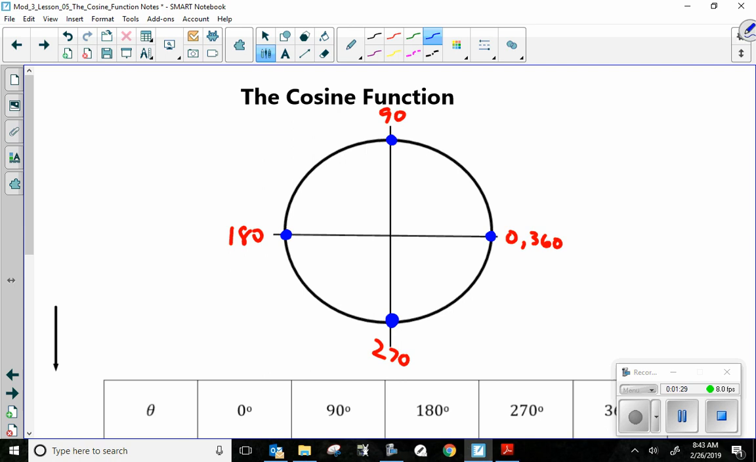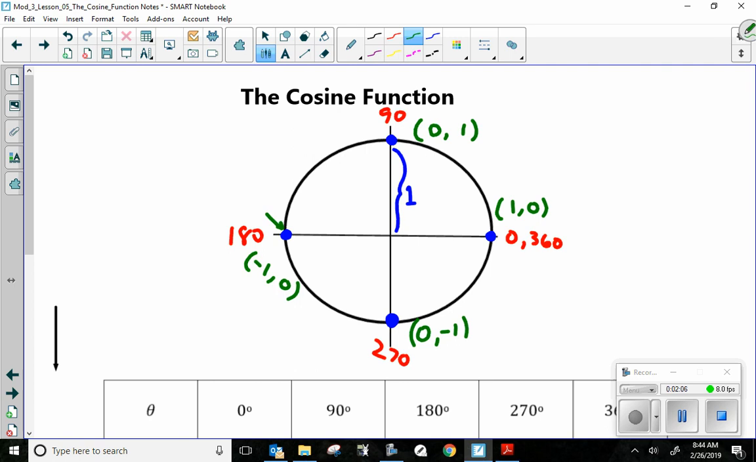Now, I'm going to put the coordinates. Remember, the unit circle has a radius of 1. So every one of these coordinates would have a 0 and a 1 in them somewhere. Meaning, this first coordinate right here is 1 on the x, 0 on the y. This coordinate up top is 0 on the x, 1 on the y. To the left, negative 1 on the x, 0 on the y. Of course, I'm speaking of the coordinates. And at the bottom here, it's 0 on the x, negative 1 on the y.